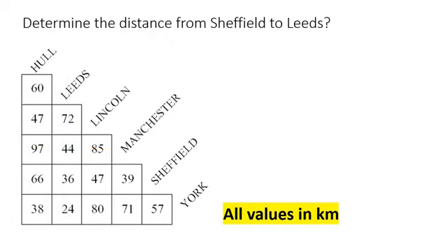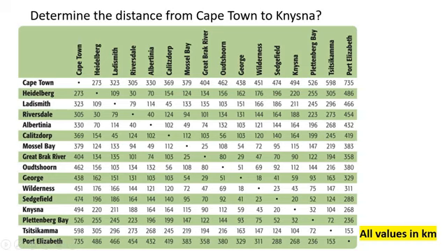This one says, determine the distance from Sheffield, so there's Sheffield, to Leeds. Okay, so with Leeds, you would just go down, and then with Sheffield, you can go across, so that they intersect over there at 36, so the answer would be 36 kilometers. So here's another one now.